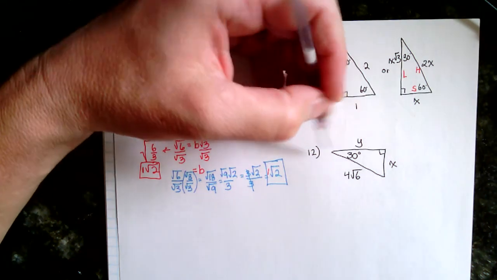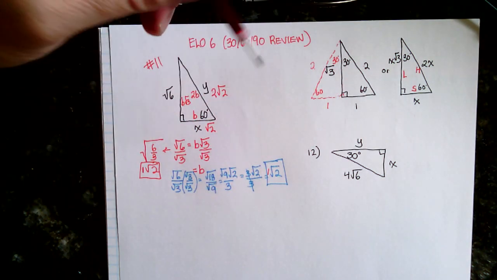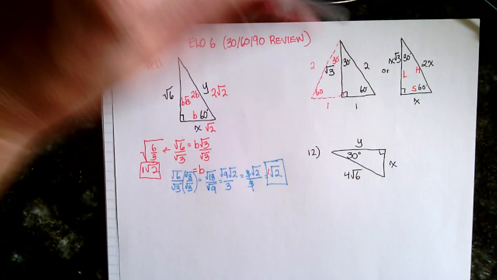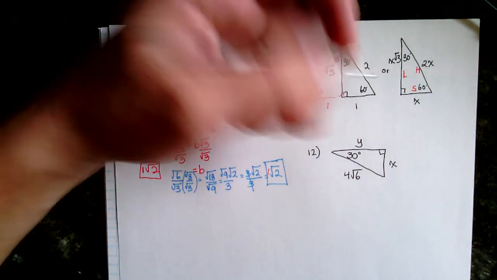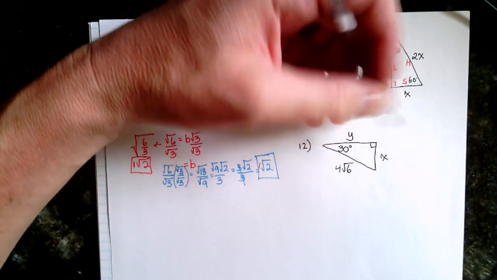Okay, for number 12, same page, 30, 60, 90 review, yellow 6, second page, number 12. Okay, second most requested item on the survey, which thank you for filling out, by the way.